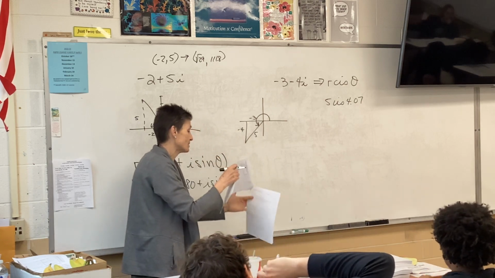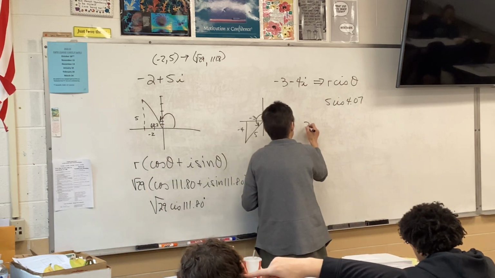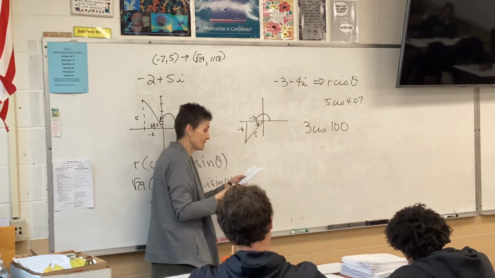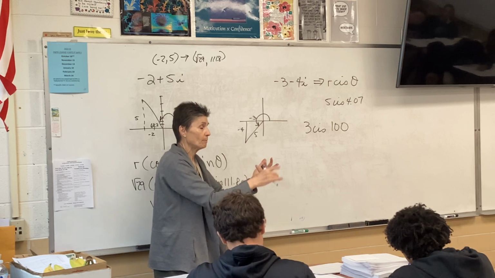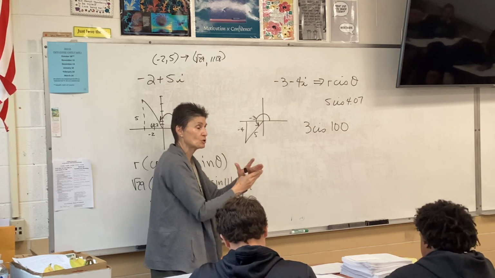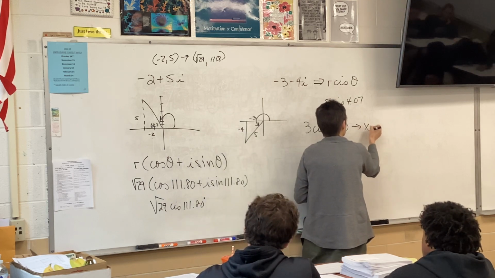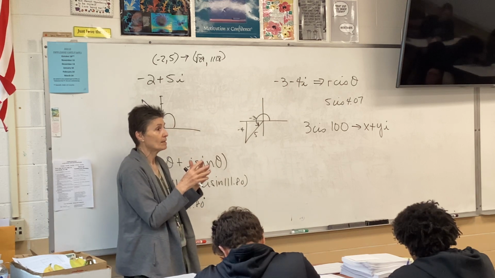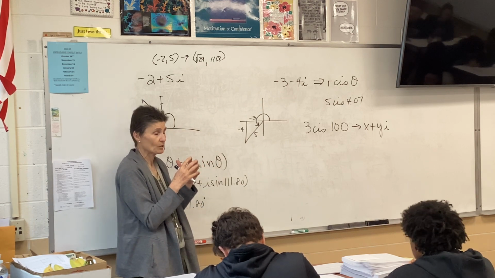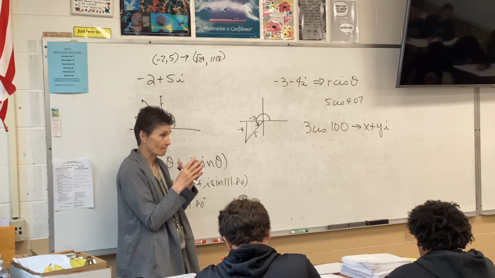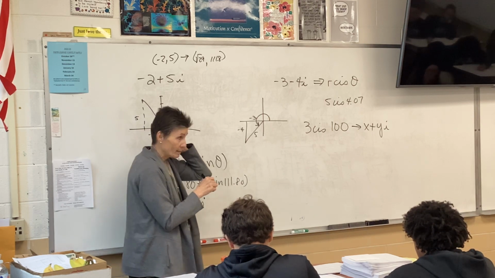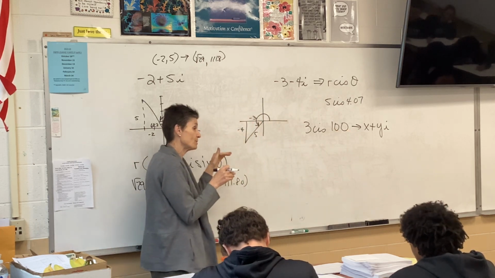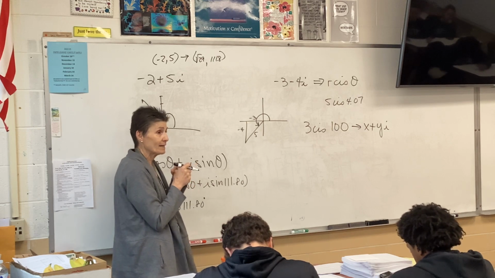All right, number 4 says go the opposite direction. So our number is 3 cis 100, and we want that to be in rectangular, complex, or Cartesian form. Those words are interchangeable, which means x plus yi. If you want rectangular, Cartesian, you gotta have an x and you gotta have a y. That's what you're looking for. 100 is not special. I'm gonna need a calculator. I can't do this one exactly. How do I find x?